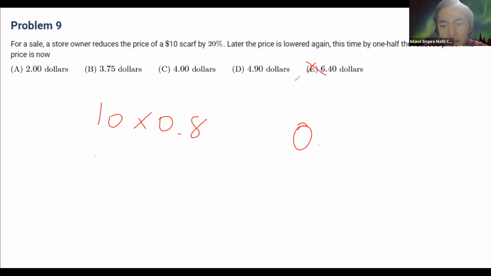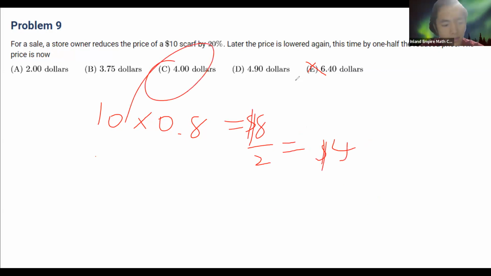Yeah, so if you do this, you see that 10 times 0.8 is $8. So half of that is equal to $4. C, right here. So the answer is C. Yep. Are there any questions on this?